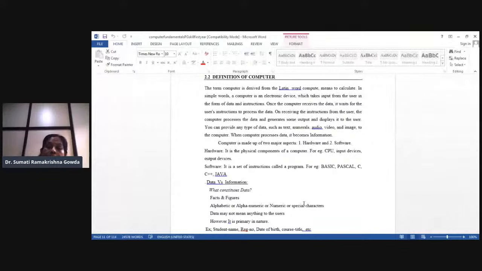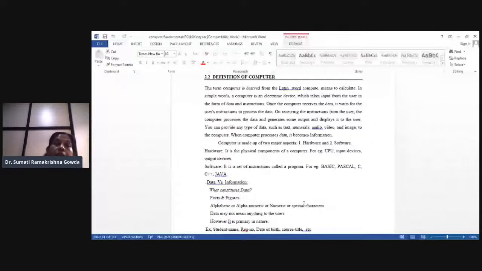For example, Basic, Pascal, C, C++, Java. Basic expansion is Beginners All-purpose Symbolic Instruction Code. Pascal is a program which is named after Blaise Pascal. Okay. C, C++, Java, they are all software. They are all written in high level languages. So they are called software. The software you cannot touch or feel.